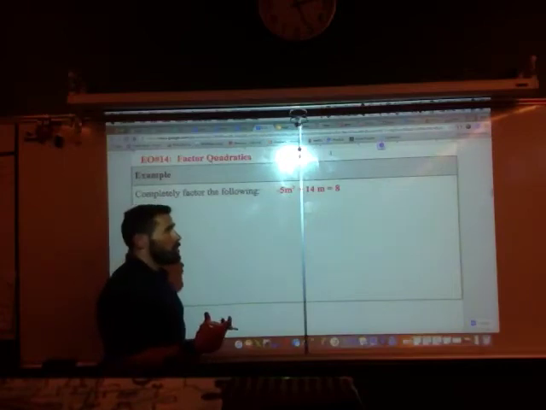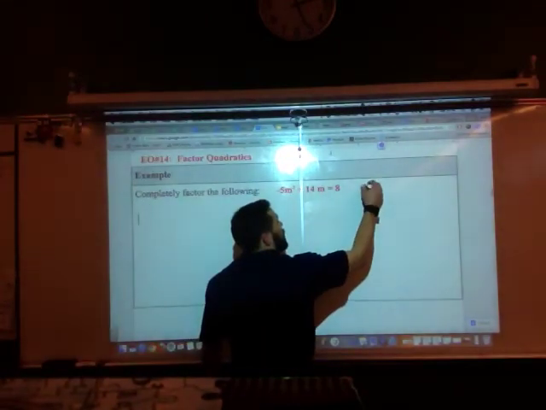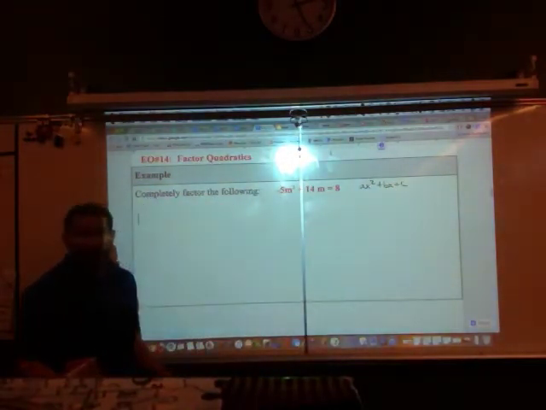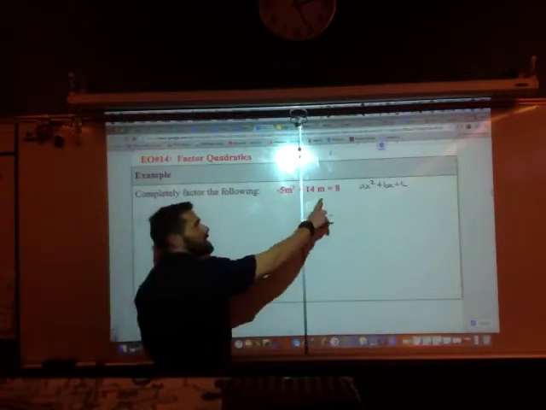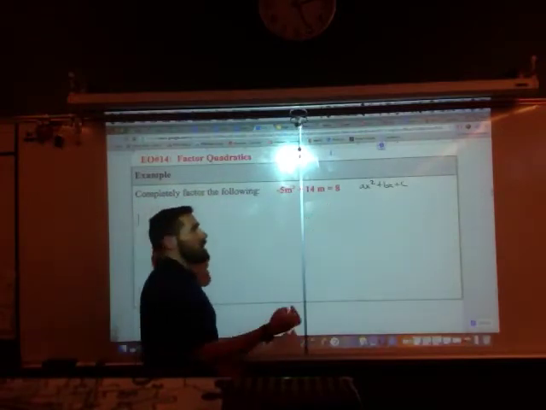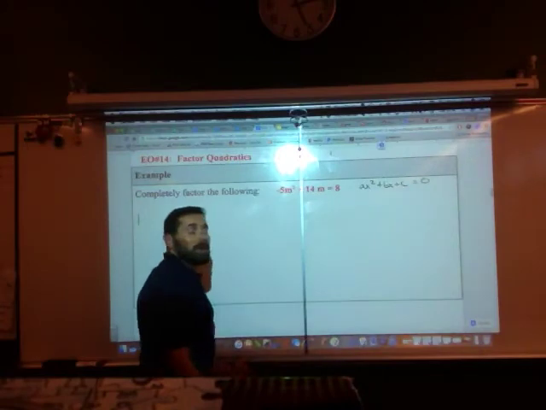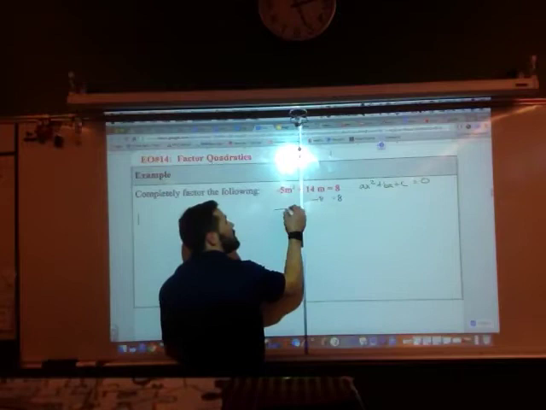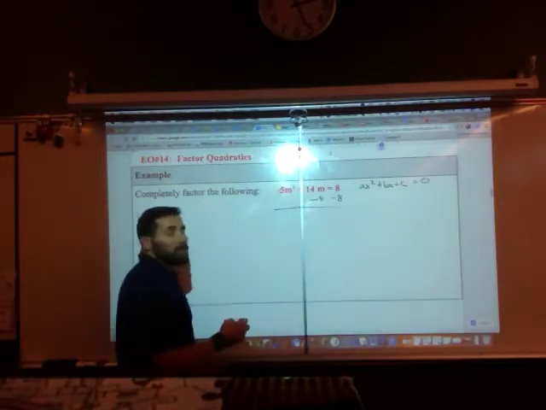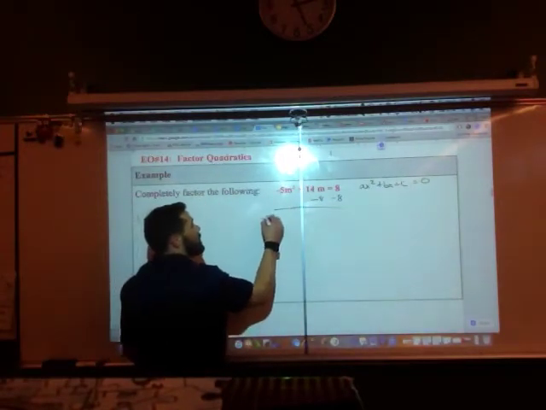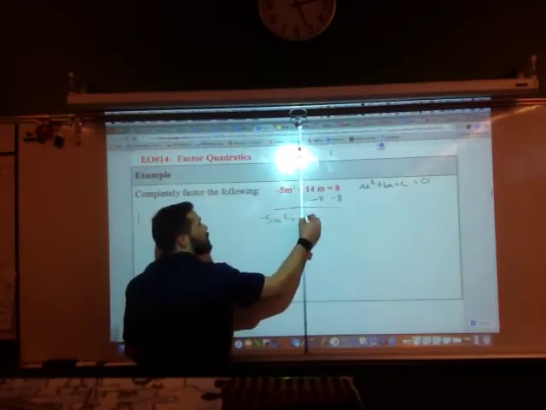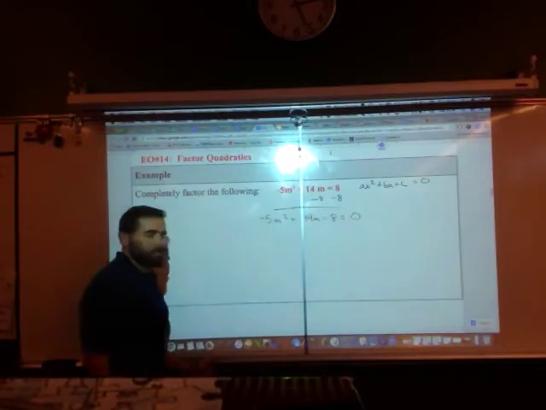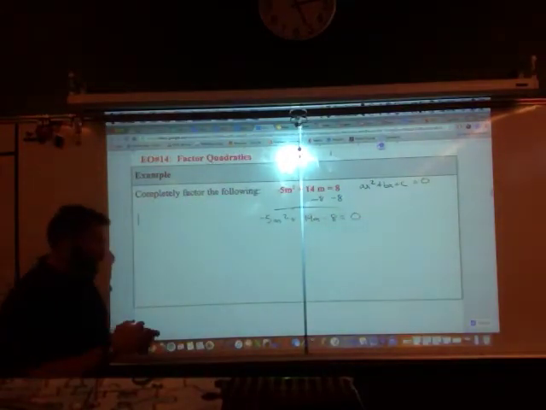So what I'm thinking is I need it in the form ax squared plus bx plus c so that I can factor it. So I see it's equal to 8, so I'm going to have to try to set this thing equal to 0. In order to do that, I'm going to have to subtract 8 on both sides. Doing that, I would then have negative 5m squared plus 14m minus 8 equals 0. I'm going to try to factor it.